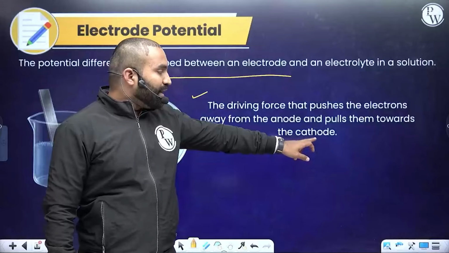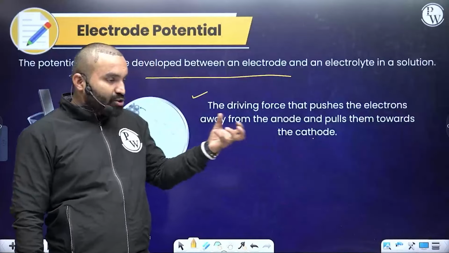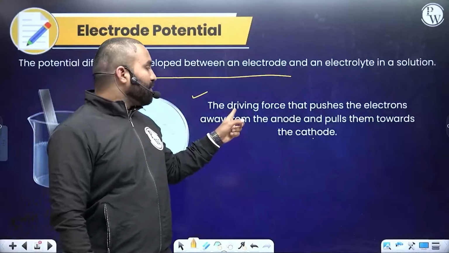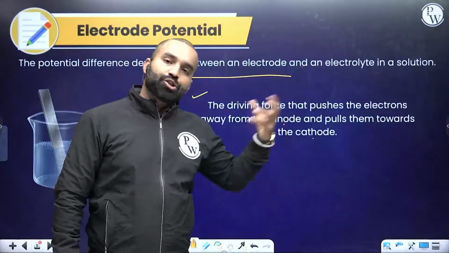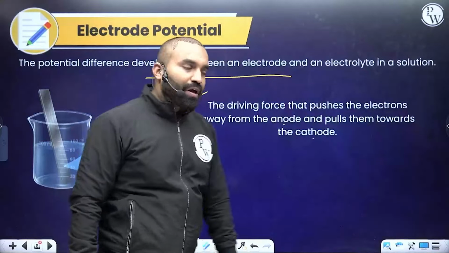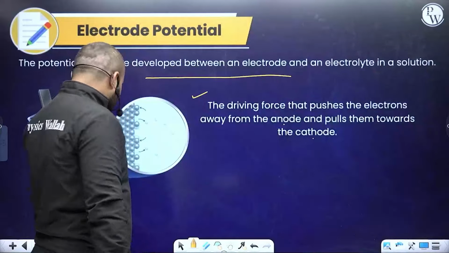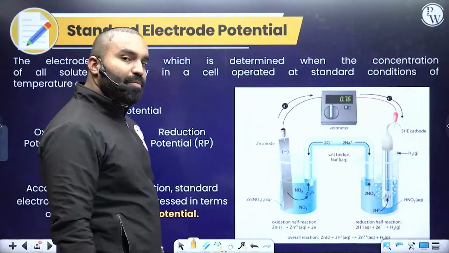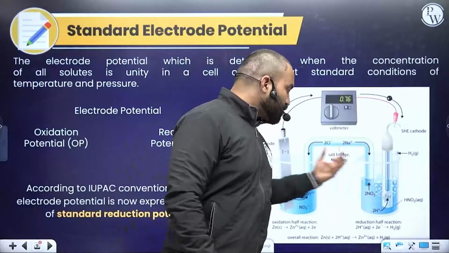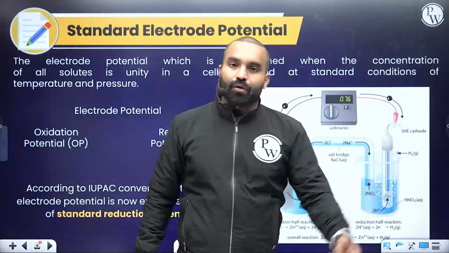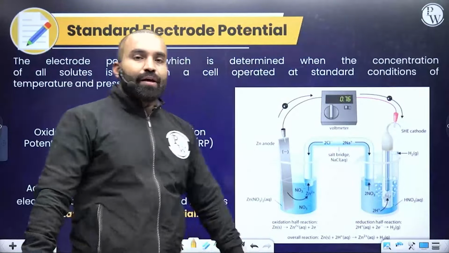So there will be electrode potential of the cathode that tries to pull the electrons, and there will be the positively charged anode also which will try to push the electrons away from it. Hence this overall E cell comes into the picture. Okay everybody, what you are seeing here is the E cell, the difference of these two electrode potentials, anodic and cathodic electrode potentials.